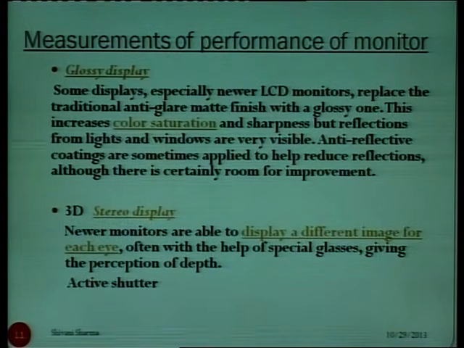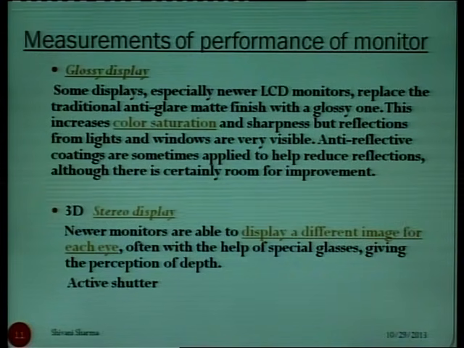Now, glossy display. Some displays, especially newer LCD monitors, replace the traditional anti-glare matte finish with a glossy one. This increases the color saturation and the sharpness, but the reflections from light and windows are visible. So, anti-reflecting coatings are sometimes applied to them to reduce the reflections, although they are certainly open to improvement. So, nowadays we are also using glossy displays as compared to the traditional anti-glare matte finish displays.